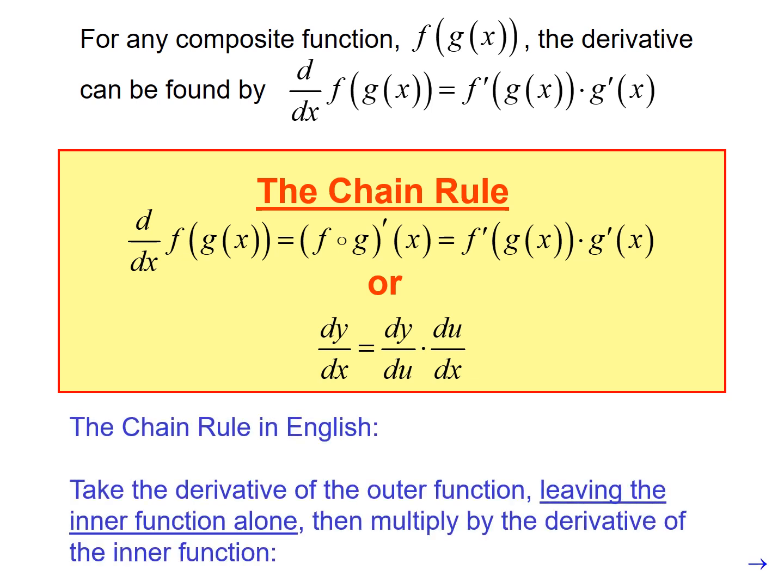In English, here's how we say the chain rule: take the derivative of the outer function, leave the inner function alone, then multiply by the derivative of the inner function. So start with the outside and then multiply by the derivative of the inside.